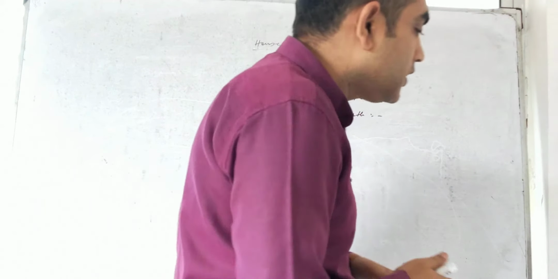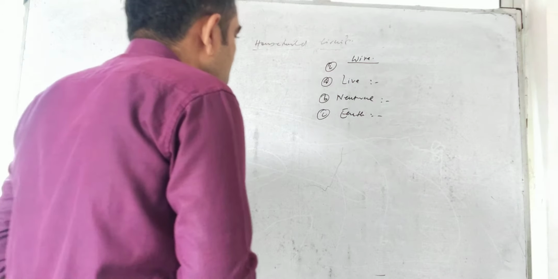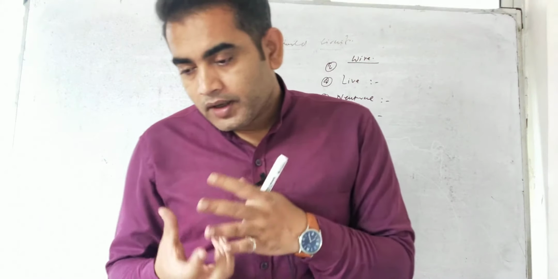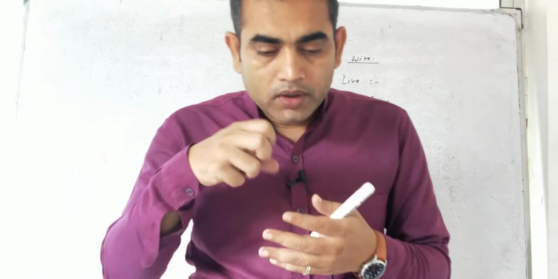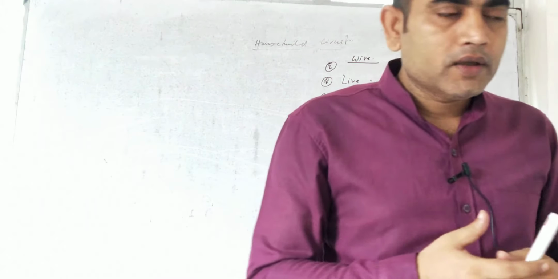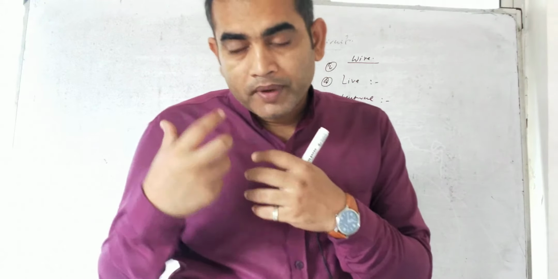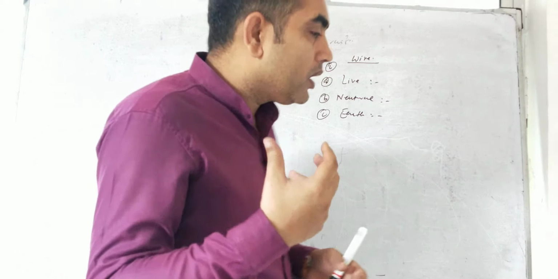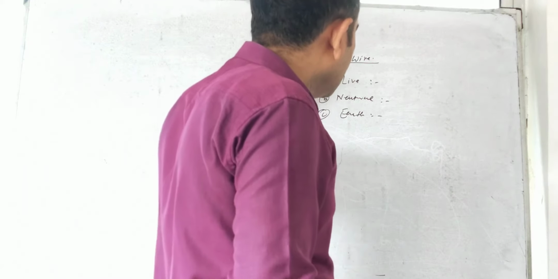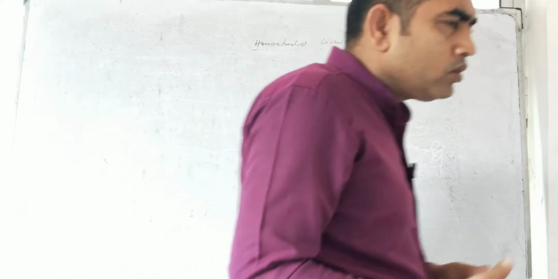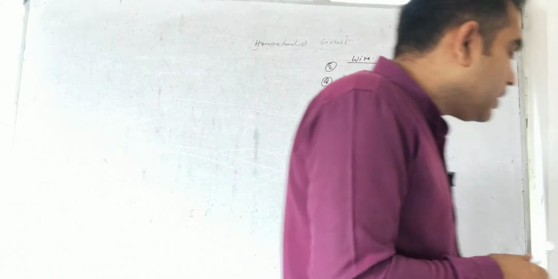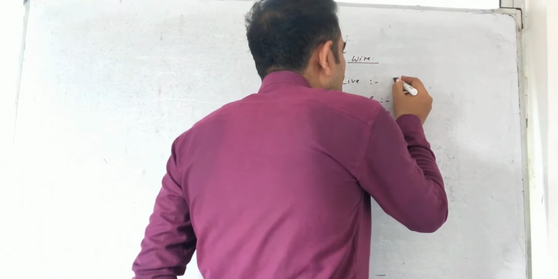So first one is the live wire. Each and every wire has been provided a particular color coding so that it can be differentiated from the other wires, and while operating and doing any work in a circuit we can easily understand which wire represents what kind of circuit.